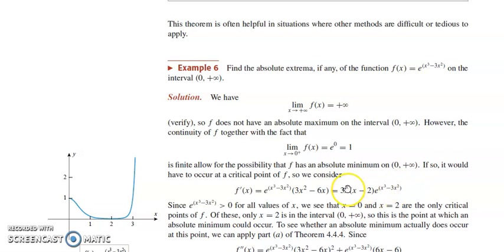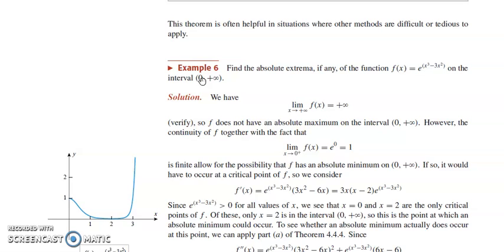Our critical points are x equal to 0 and x equal to 2, and x equal to 0 does not lie in your domain. So there is only one critical point lying in the interval. So that must be an absolute minimum; the absolute minimum will occur at that point. If it is a relative minimum, then it will be the absolute minimum. So we need to check that it is a relative minimum.